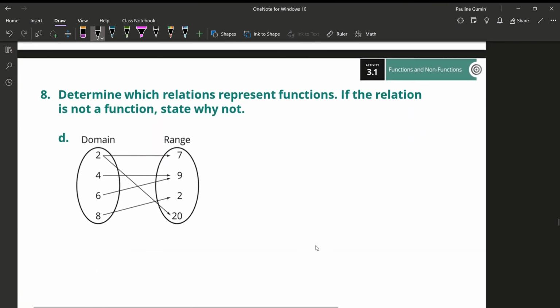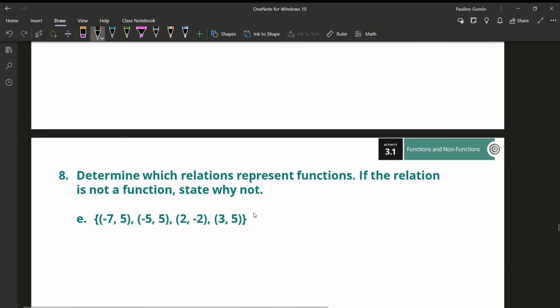How about this map? This map is not a function because this domain goes to 2 ranges. So this x repeats. That 2 should not have 2 arrows coming out of it. The fact that the 4 and the 6 both converge at the 9 on the range, that's fine. It's just the 2 that has 2 arrows going out of it, which makes it not a function.